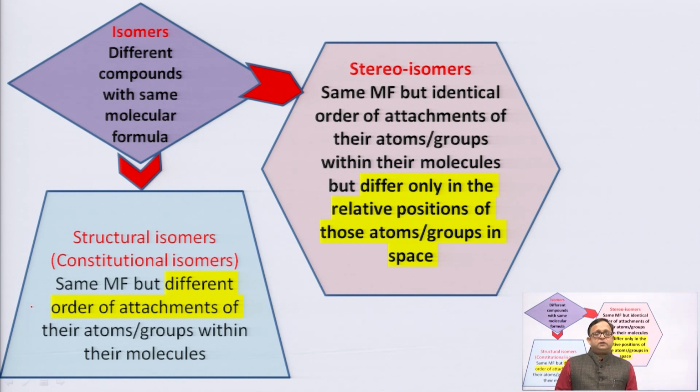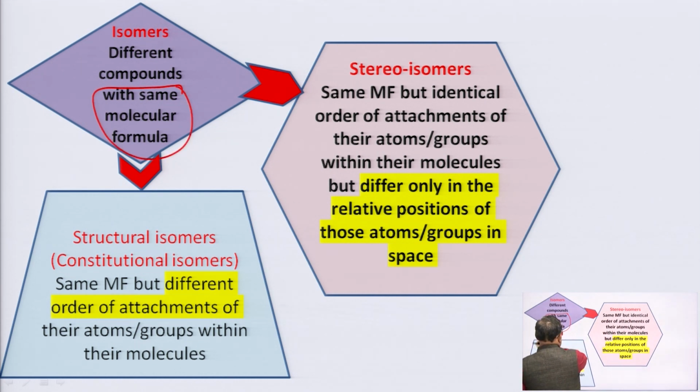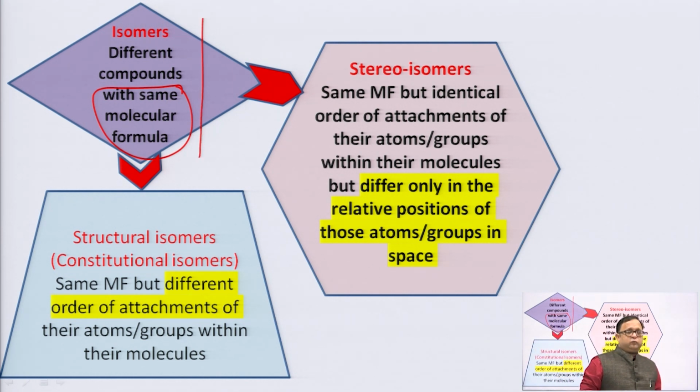So, before proceeding further, we should know what the isomers are. The first characteristic of isomers is that they possess the same molecular formula, but they exist as different compounds. So, the compounds with the same molecular formula, but different identity, are called isomers.